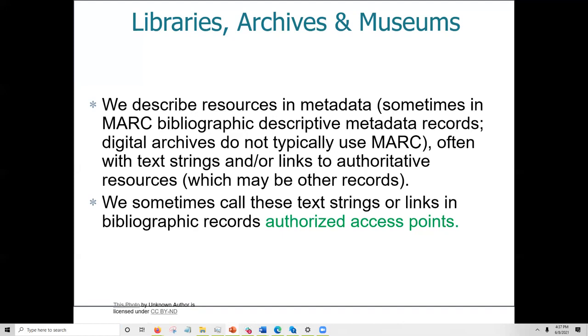And then in terms of those actual authoritative resources, and I've already kind of alluded to this, in a MARC record you'll most commonly see a text string, but you may also have links to an authoritative resource, which may be another record, like we're looking at that example of the Prince record. In bibliographic records, we sometimes call these text strings or links to that authoritative resource authorized access points. I would say this term has not caught on as much as they might have hoped, but that's what we call it.